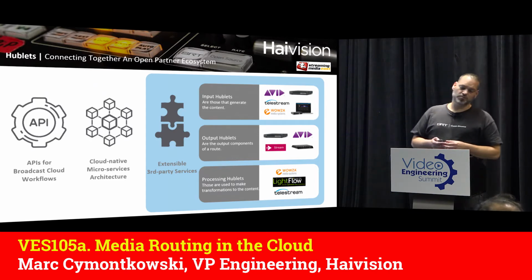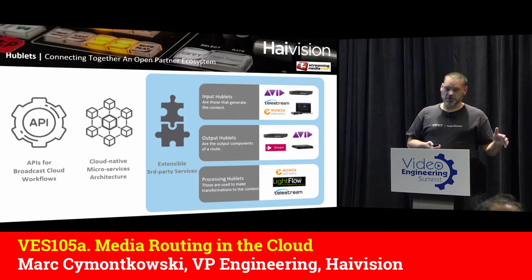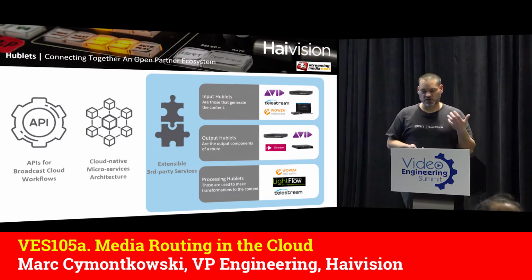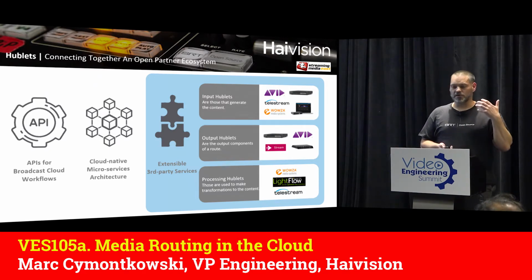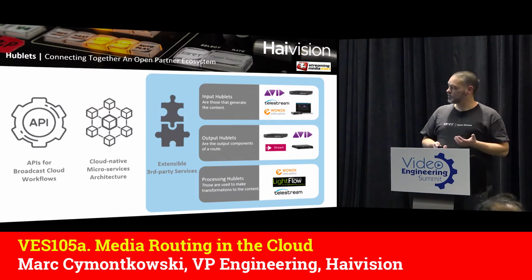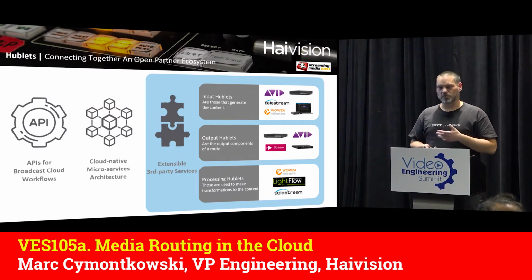And a Haplet could be something on the input. So how do you get your content into the SRT world, into the SRT Hub world? It could be a processing component that can receive SRT, output SRT, and do something to the content, like a transcoder, analytics, machine learning component, a graphics overlay. And it could be an output Haplet, where a lot of output Haplets would be, for example, components that allow you to hand the stream off to a different cloud solution.